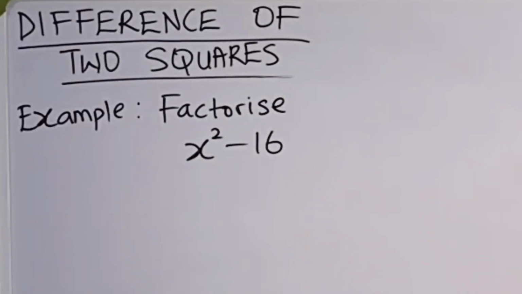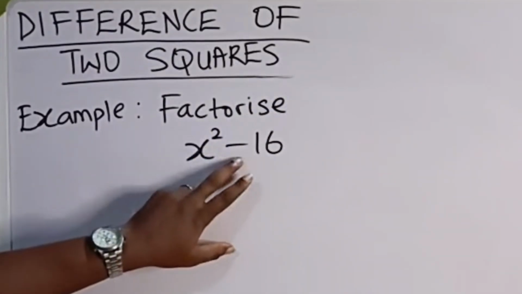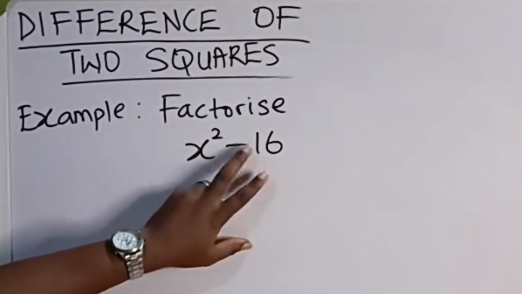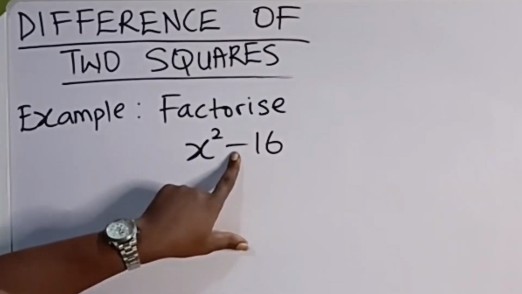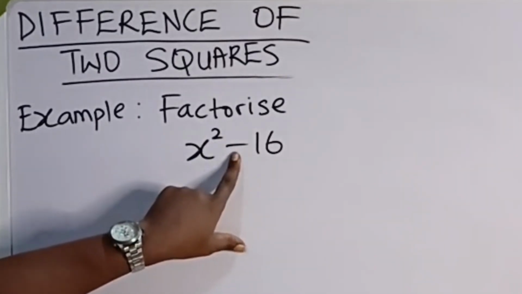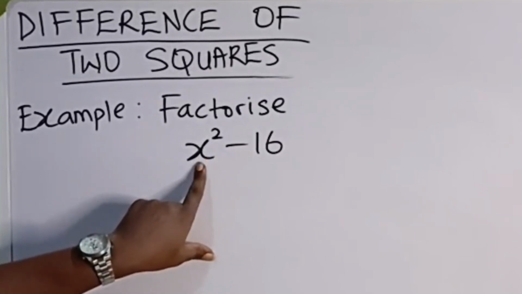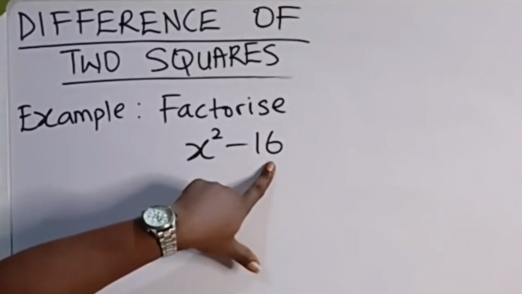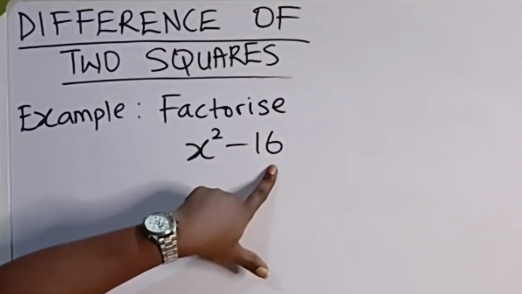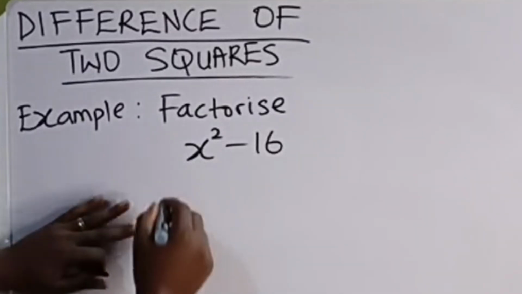We're expected to factorize x squared minus 16. Here we can see subtraction, so we've gotten the first step. Here we can see a squared value, so the second step is satisfied. What about here? Can we see a squared value? 16 is not shown as a squared value, but 16 is the same thing as 4 squared. So we can rewrite 16 as 4 squared.